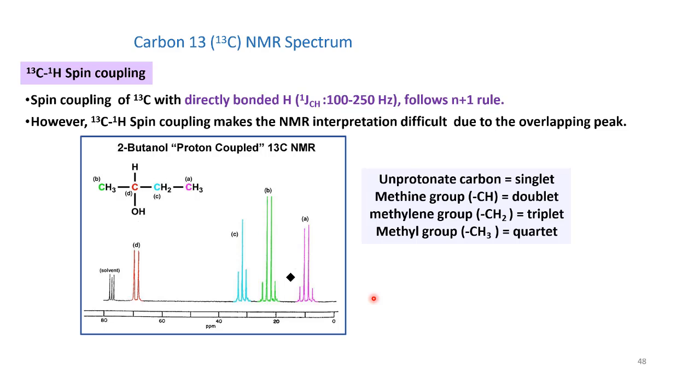Now if we want to observe the carbon and hydrogen coupling, that is heteronuclear coupling, the n plus 1 rule will again be followed. If we take the example of 2-butanol, for the methyl group carbon, we have a quartet. Three hydrogen atoms means 3 plus 1, that is the n plus 1 rule. So if we have 3 protons, then it is 3 plus 1, 4 peaks, a quartet.